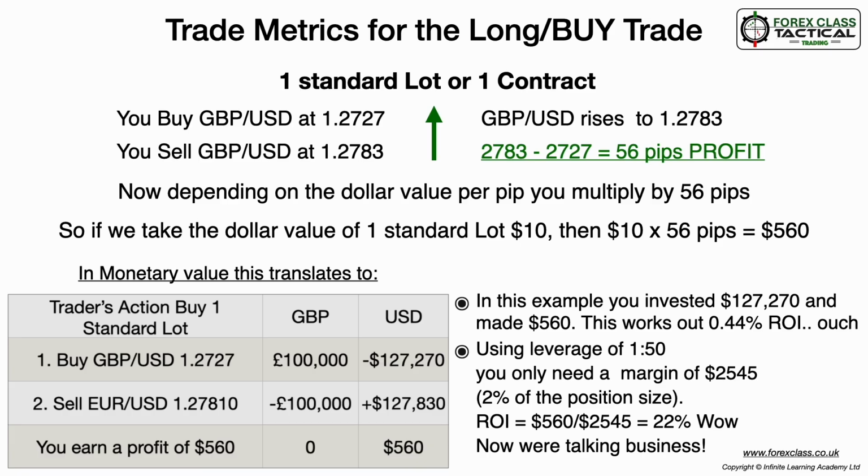Using leverage of 1 to 50, you only need 2% margin to control the full position of $127,270. That's just $2,545 out of pocket. Now calculate your return using leverage. $560 profit on a $2,545 margin equals a 22% ROI on your capital. Now we're talking business.